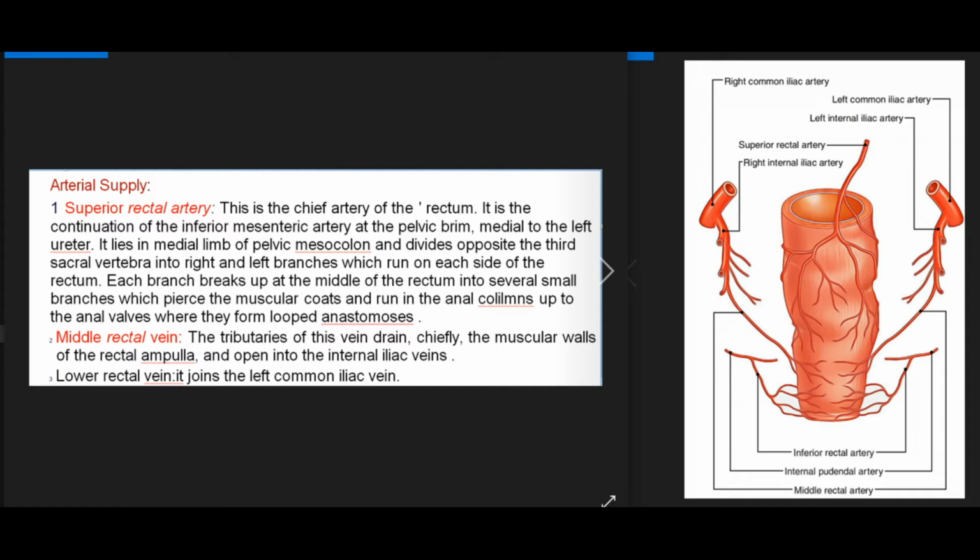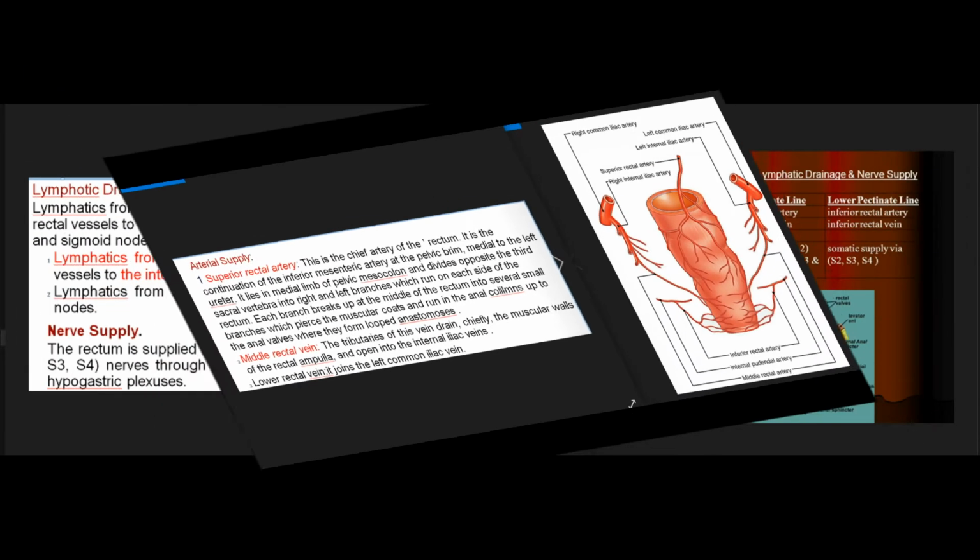2. Middle rectal vein. The tributaries of this vein drain, chiefly, the muscular walls of the rectal ampulla, and open into the internal iliac veins. 3. Lower rectal vein. It joins the left common iliac vein.